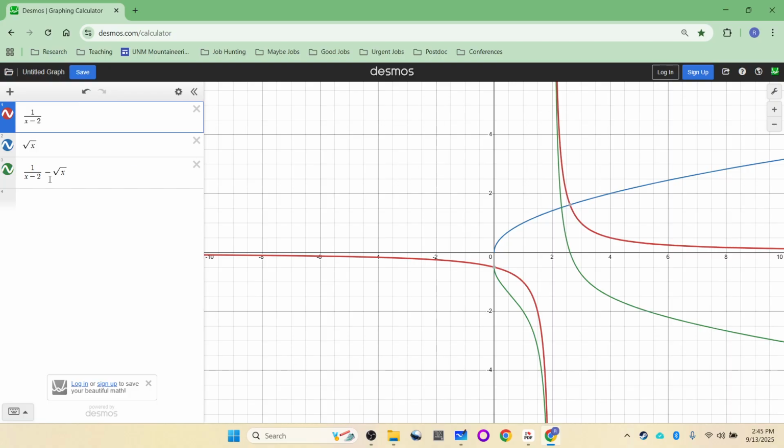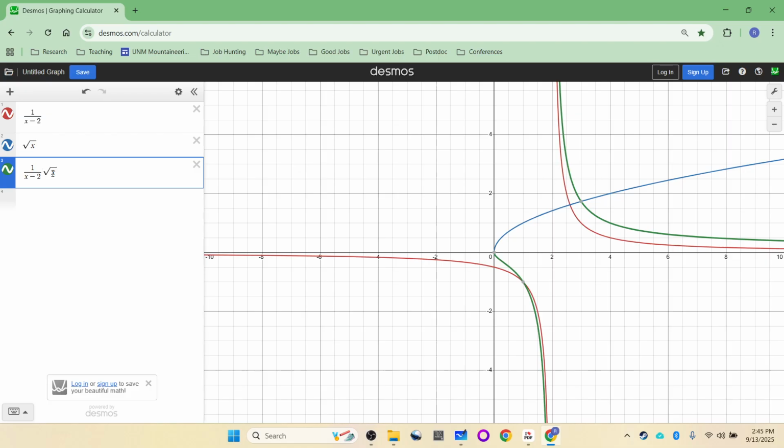Okay. If we made it plus instead, you could do the same thing. You could say, here's red, here's blue, and green is what you get when you add them together. Here, the blue is positive, the red is negative, and the green is somewhere in between, near 0. Blue doesn't exist over on the left, so green doesn't either, because it has to be in the domain of both the red and the blue for it to be in the domain of the green.